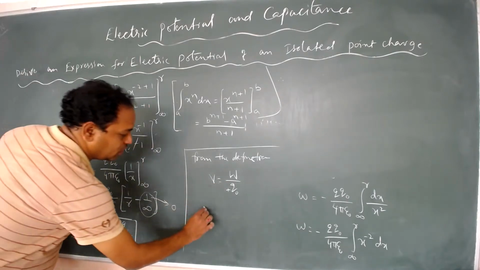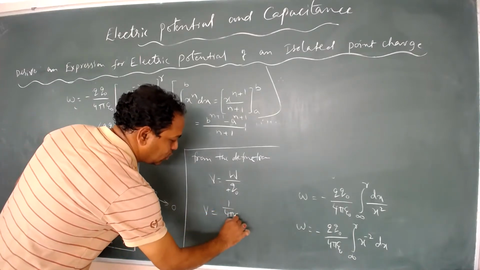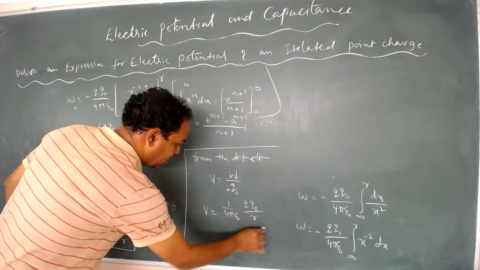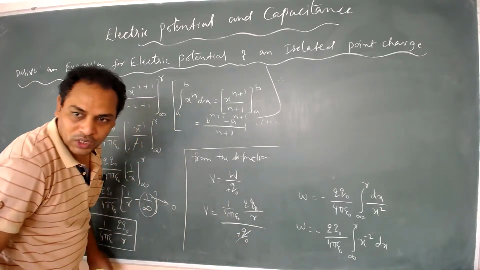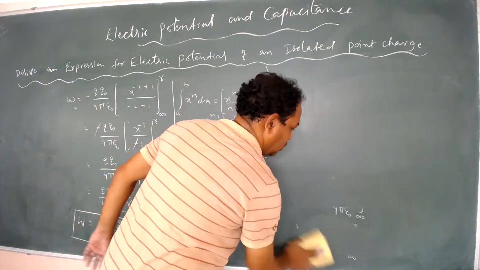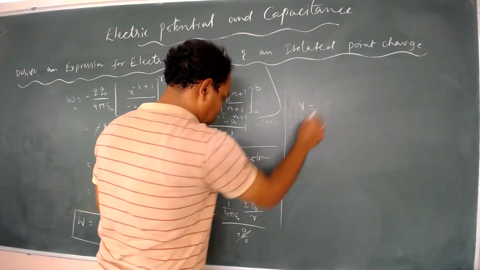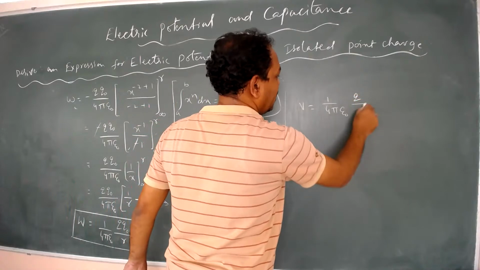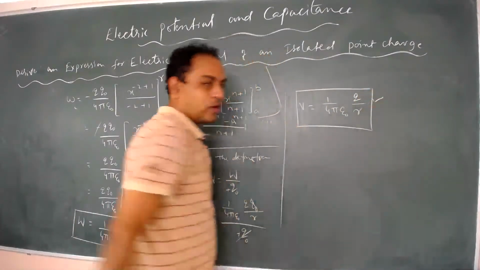So V is equal to work, which here is 1 by 4 pi epsilon naught into q naught by r, whole divided by q naught. The q naught, both being equal, will get cancelled. What is left finally is V is equal to 1 by 4 pi epsilon naught into q by r. So this is the electric potential at that point.